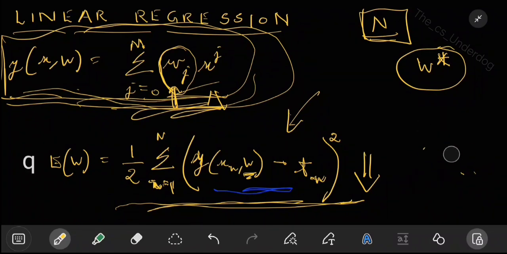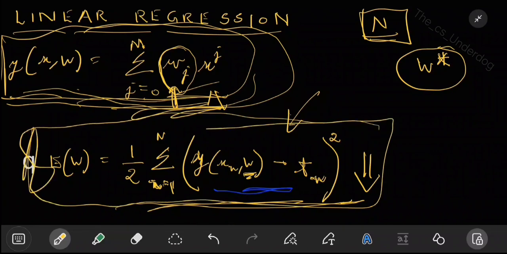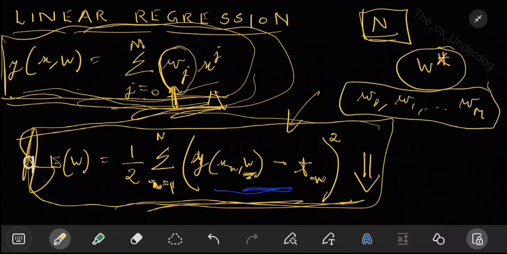How did you get W star? By minimizing this error. You wanted to minimize this error. When you minimized, you found the value of W star. W star will have values of W0, W1 up to Wm when you are considering an mth order polynomial. So when you substitute these values in this equation, you will get the value. You already know the values of W0, W1 up to Wm, plus you will be given the value of x. If you know the value of x and you already have the values of the w's, you will be able to find the value of y. That is the whole purpose of regression.